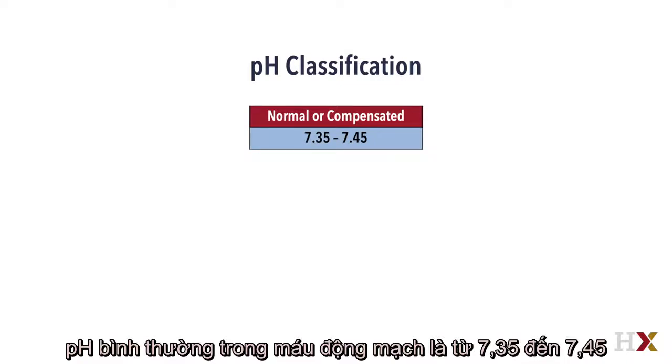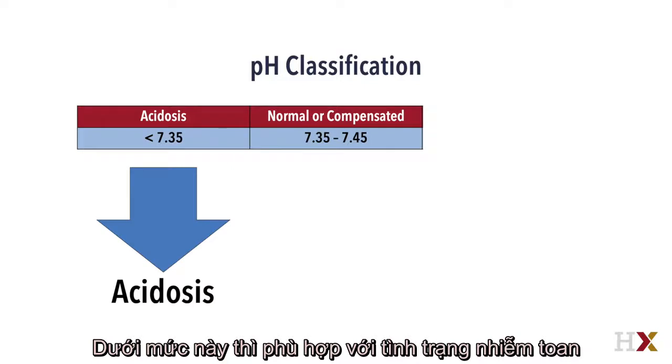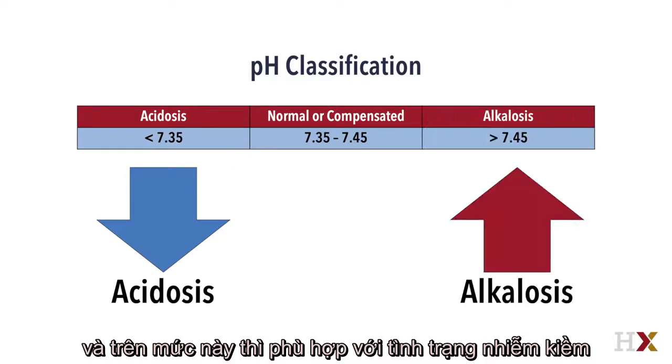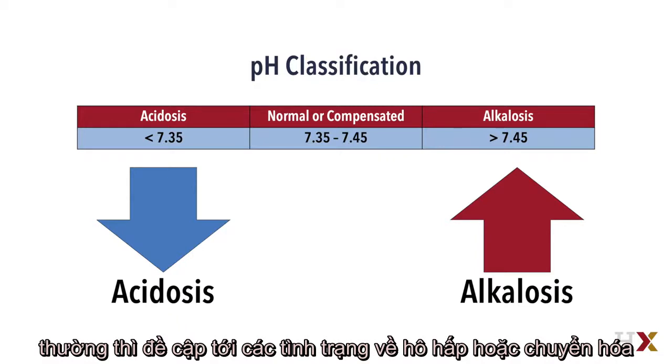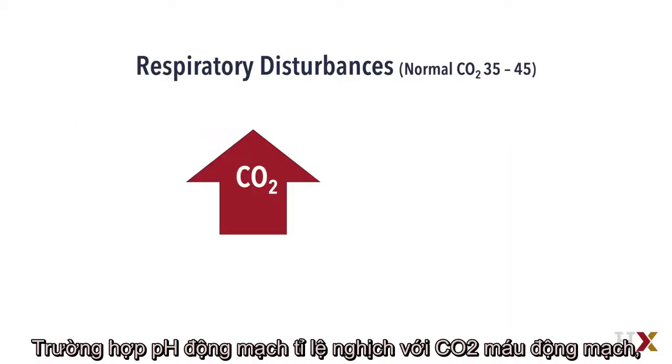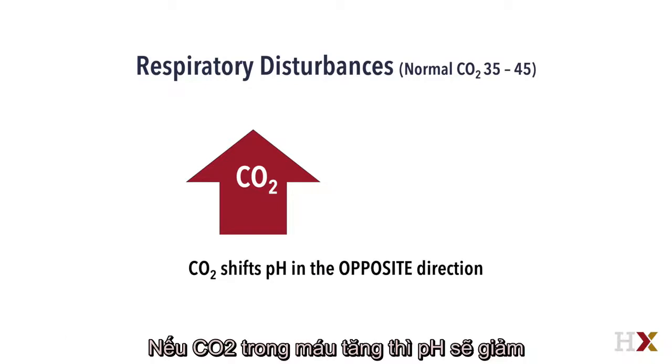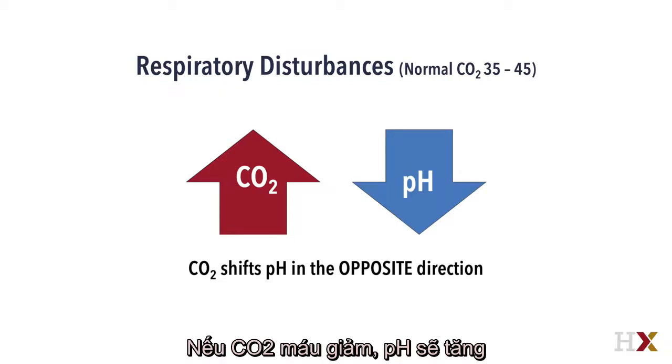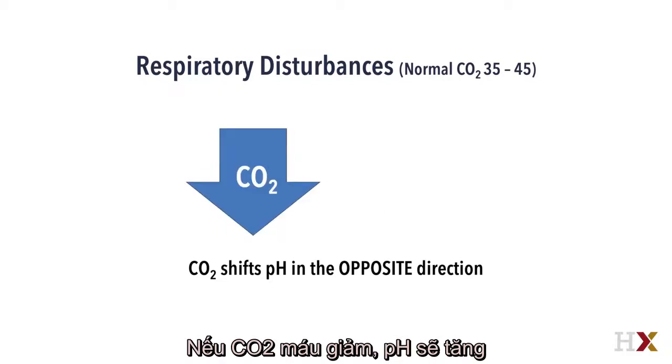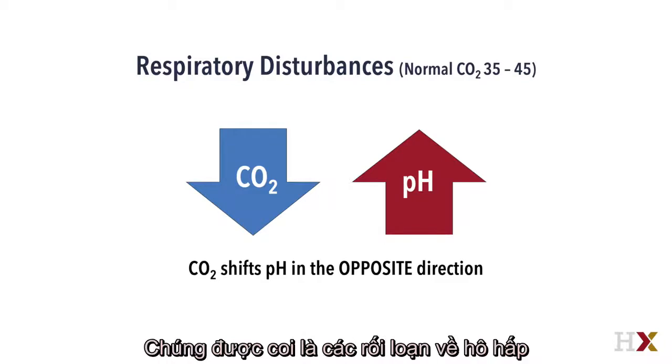Normal arterial pH is between 7.35 and 7.45. Levels below this are consistent with acidosis, and levels above this are consistent with alkalosis, generally referring to respiratory or metabolic conditions. The arterial pH has an inverse relationship with arterial carbon dioxide. If the carbon dioxide in the blood increases, pH will decrease. If carbon dioxide is reduced, the pH will increase. These are considered respiratory disturbances.